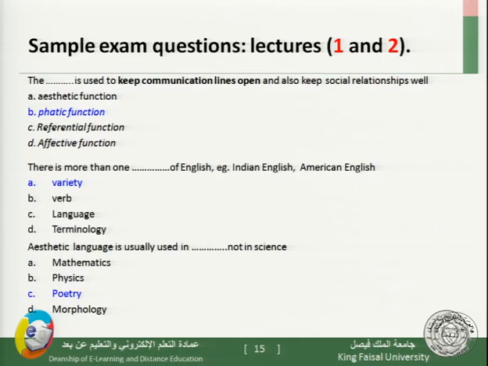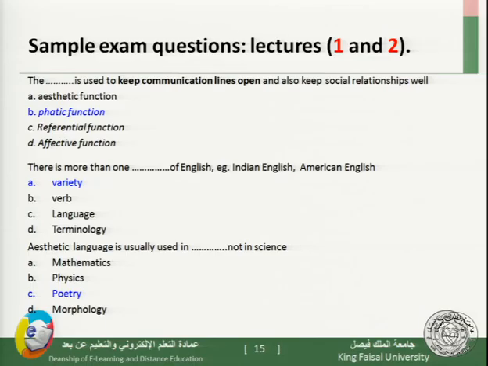Another group of questions. The blank is used to keep communication lines open and also keep social relationships well. What is it? Aesthetic function of language, referential function of language, or affective function of language? Of course, the answer is phatic language is used to keep communication lines open and keep the social relationship well.